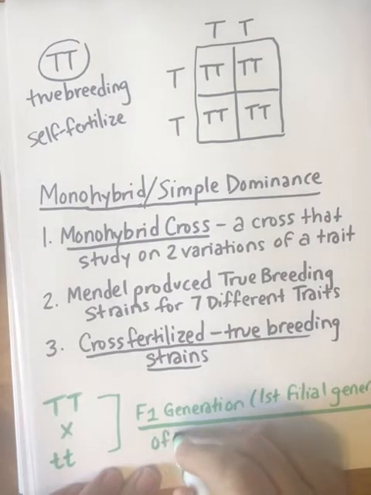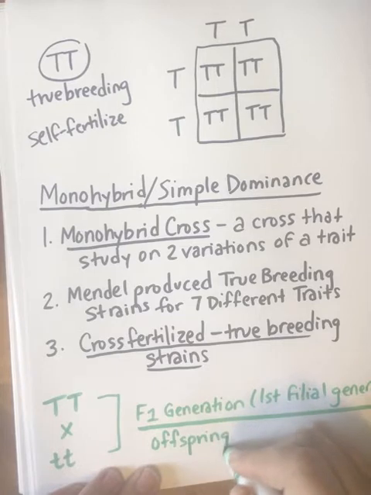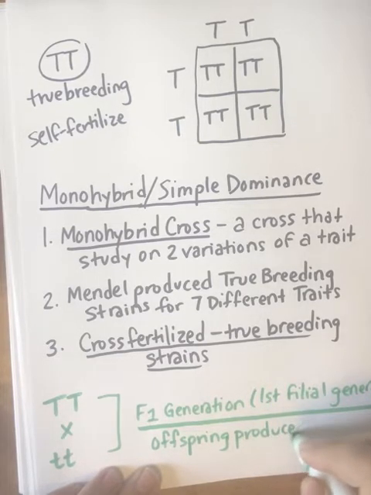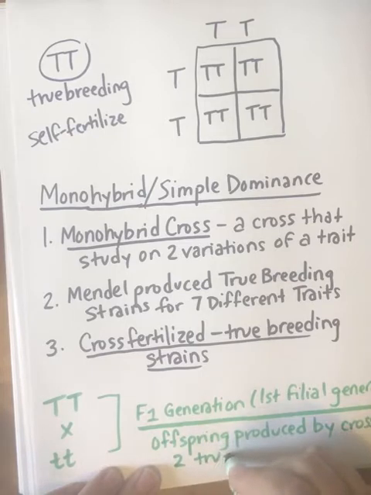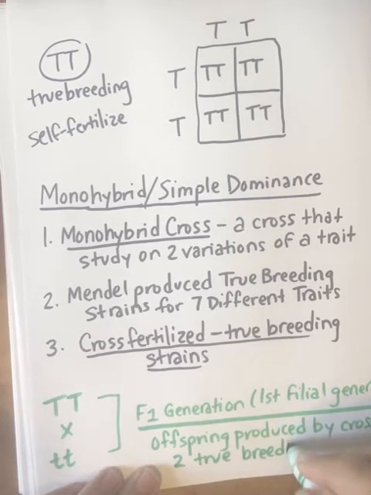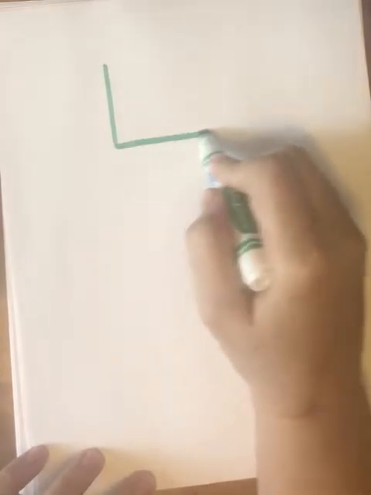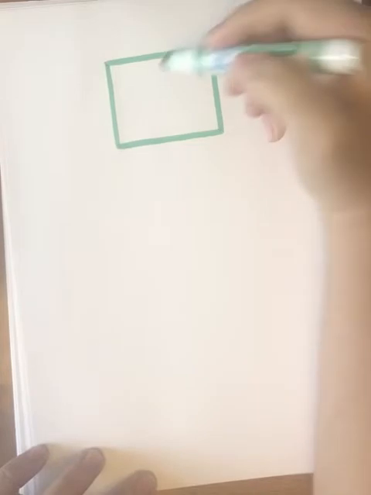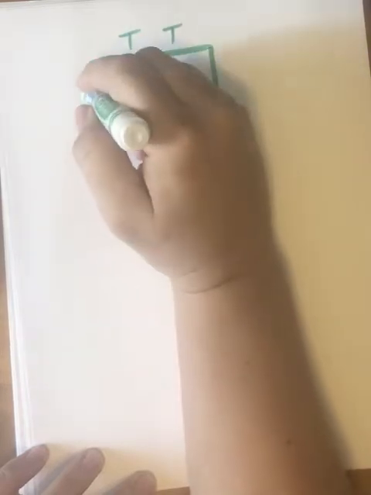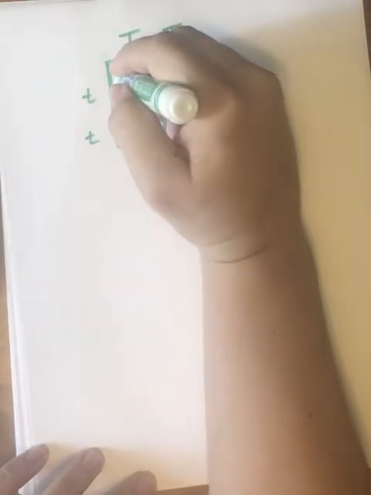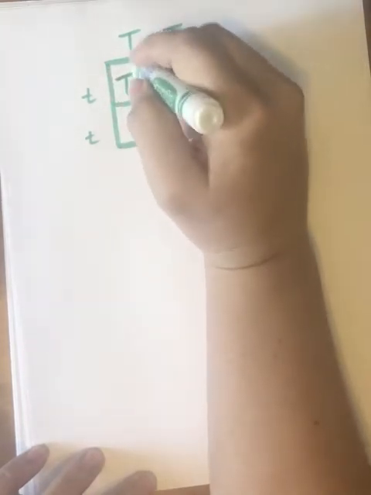These are the offspring, the hybrid offspring produced by crossing two true breeding strains. So we do our cross. This is going to represent your F1 generation. You take your tall pea plant and you cross it with your short pea plant. You always put your large T on top.